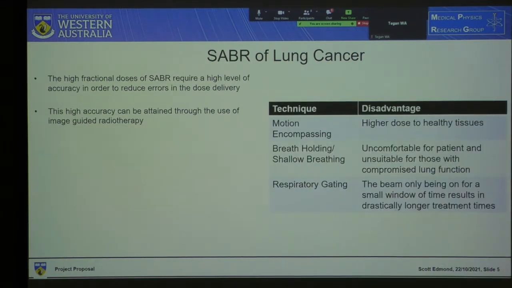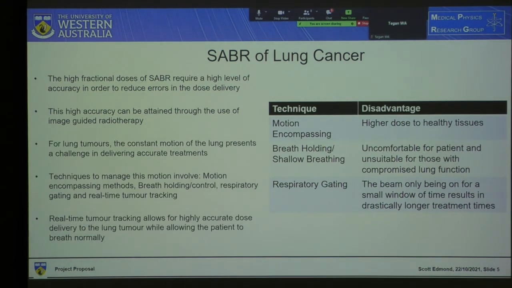When we're talking about the SABR of lung cancer, because of the high level of dose, we really need to minimize those errors to ensure that we're not dosing healthy tissue. We can attain this through the use of image-guided radiotherapy. However, we also need to account for the motion. And there's numerous techniques that I've listed on the right-hand side there for accounting for this motion. Each has its own disadvantages.